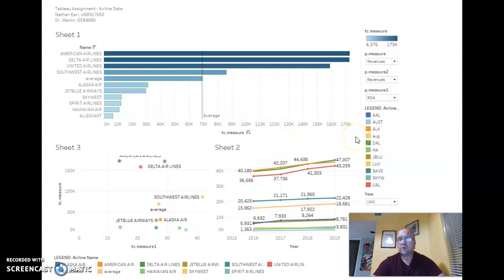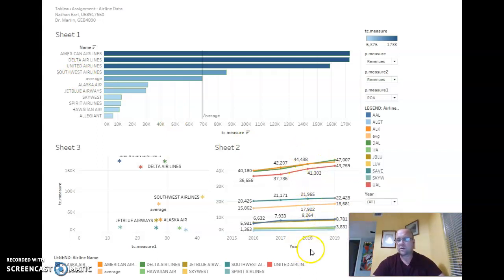On sheet 2, and through strategic mapping, I was able to identify 3 strategic groups. The top 3 evidenced here: American, Delta, and United. And then in the middle, we have Southwest Airlines. And then we have our bottom 6 airlines.